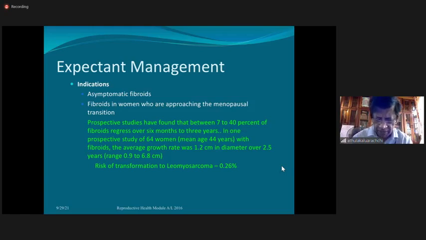None of us can give 100% assurance, but we know the risk of a fibroid becoming malignant is very low, less than 0.5%, and some studies have even shown close to about 0.2%. So it's not a common thing, and you don't have to act on that.